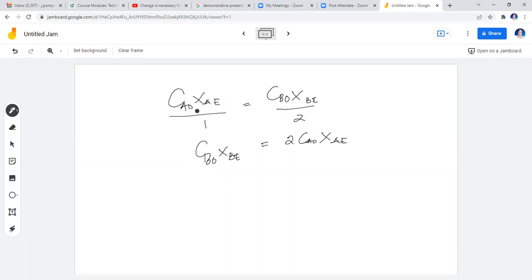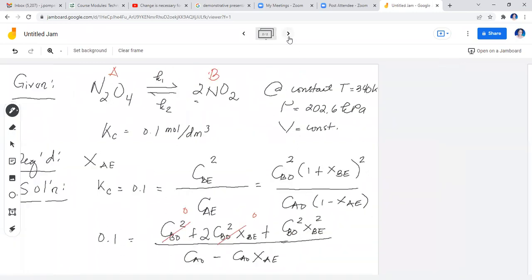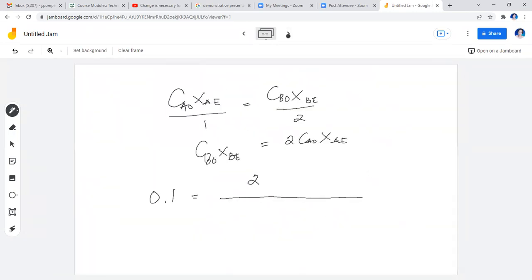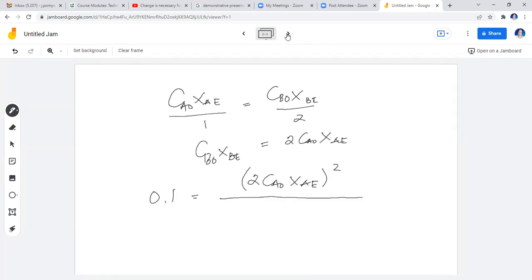Okay? So we go back to our given, that's 0.1, and we have the numerator now. This being 0, so you have this now changed to CaOXAE. So twice of CaOXAE, this is to be squared, because what you have here is squared. Now in the denominator, you have CaO. I don't want to have it expanded because it will not help. I'll write it like this again.